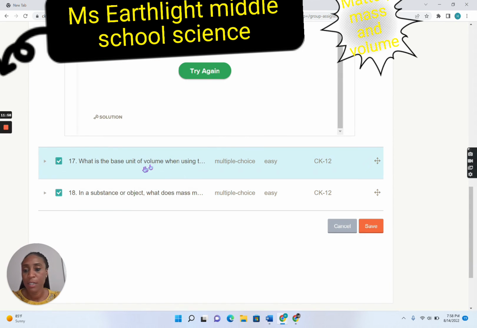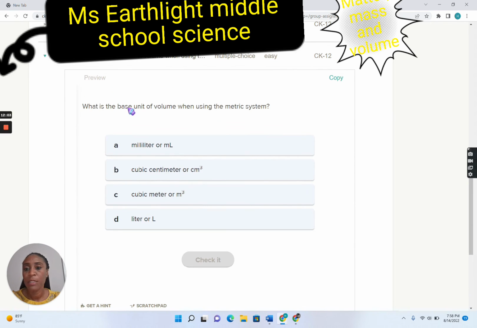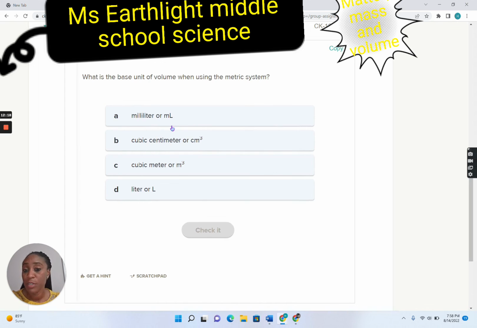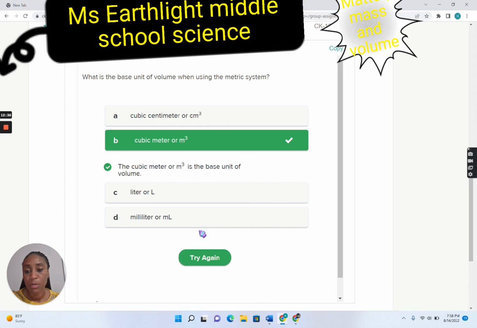Number 17. What is the base unit of volume when using the metric system? What do we use? How do we measure volume using the metric system? And our answer is going to be cubic meters. Right, so the cubic meter, or meter cubed as I call it, is the base unit of volume.